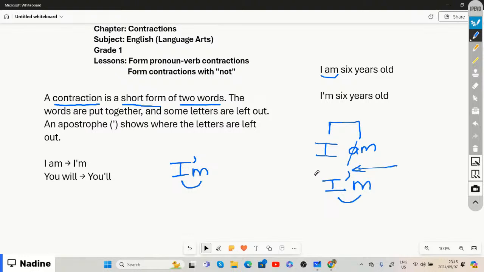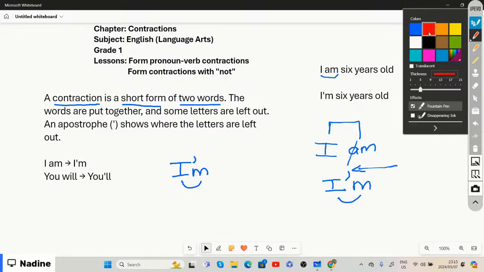All right. If we look at another word that is also one of the contractions, for example, "you will." So, for example, we say, "You will pass your exams," or pass your test. "You will" is two words: it's "you" and it's "will."